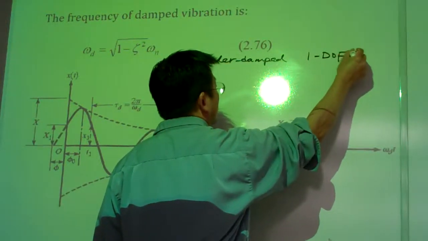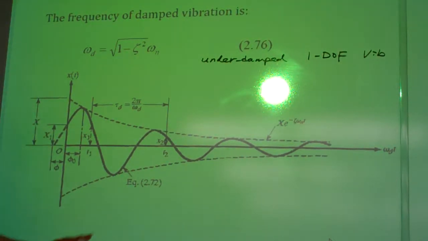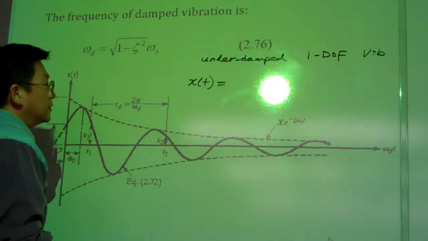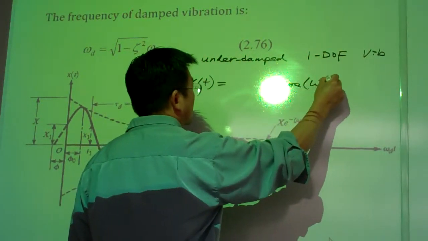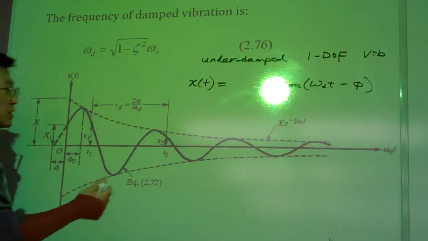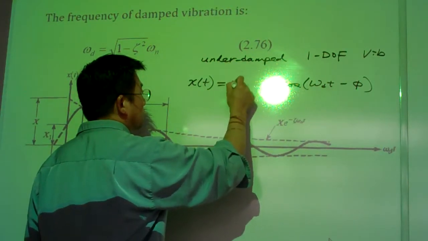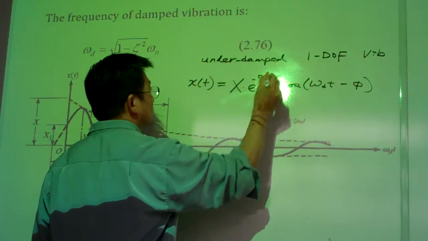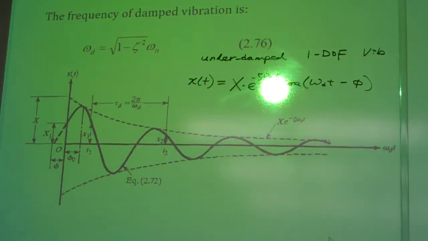One degree of freedom vibrations. This is what the response will look like, and the response is usually written as a sinusoidal oscillation, for example, cosine omega d t minus phi. This is an oscillation whose magnitude is exponentially decaying, so it would be a certain magnitude multiplied with exponential minus zeta omega n t. That is the general form of such oscillations.